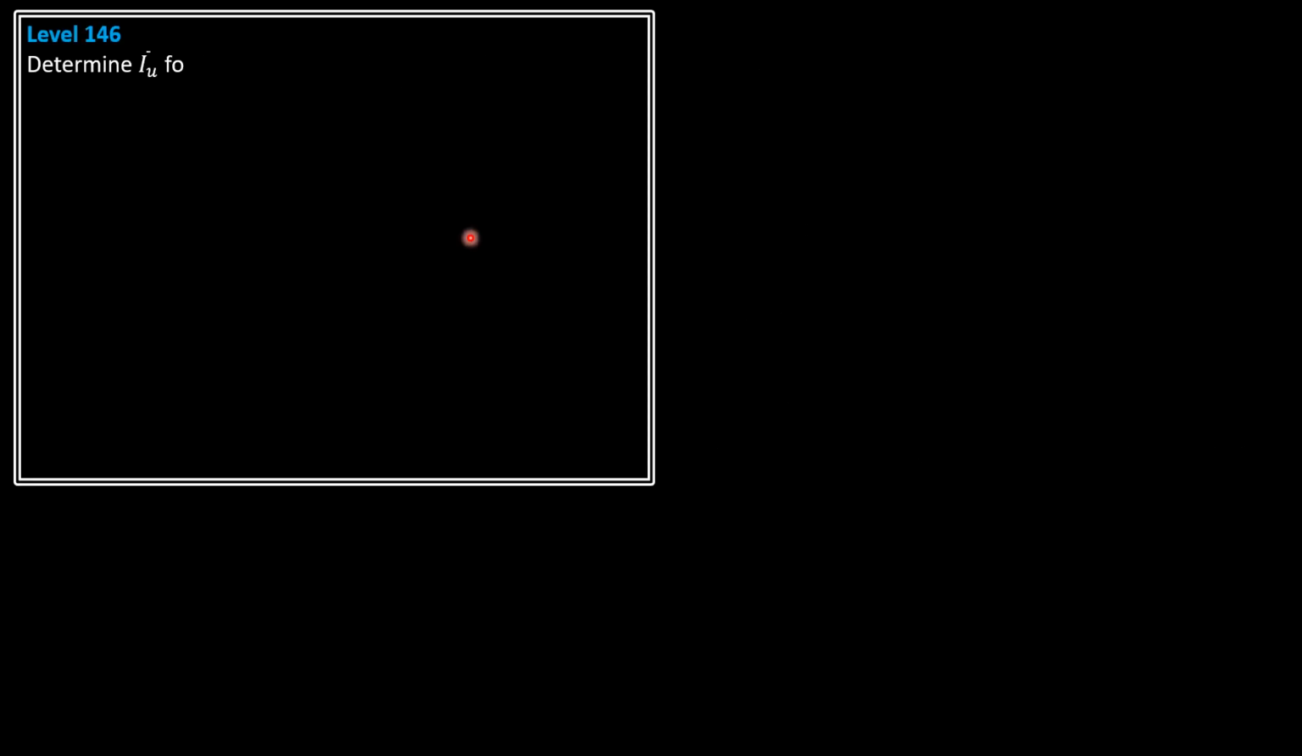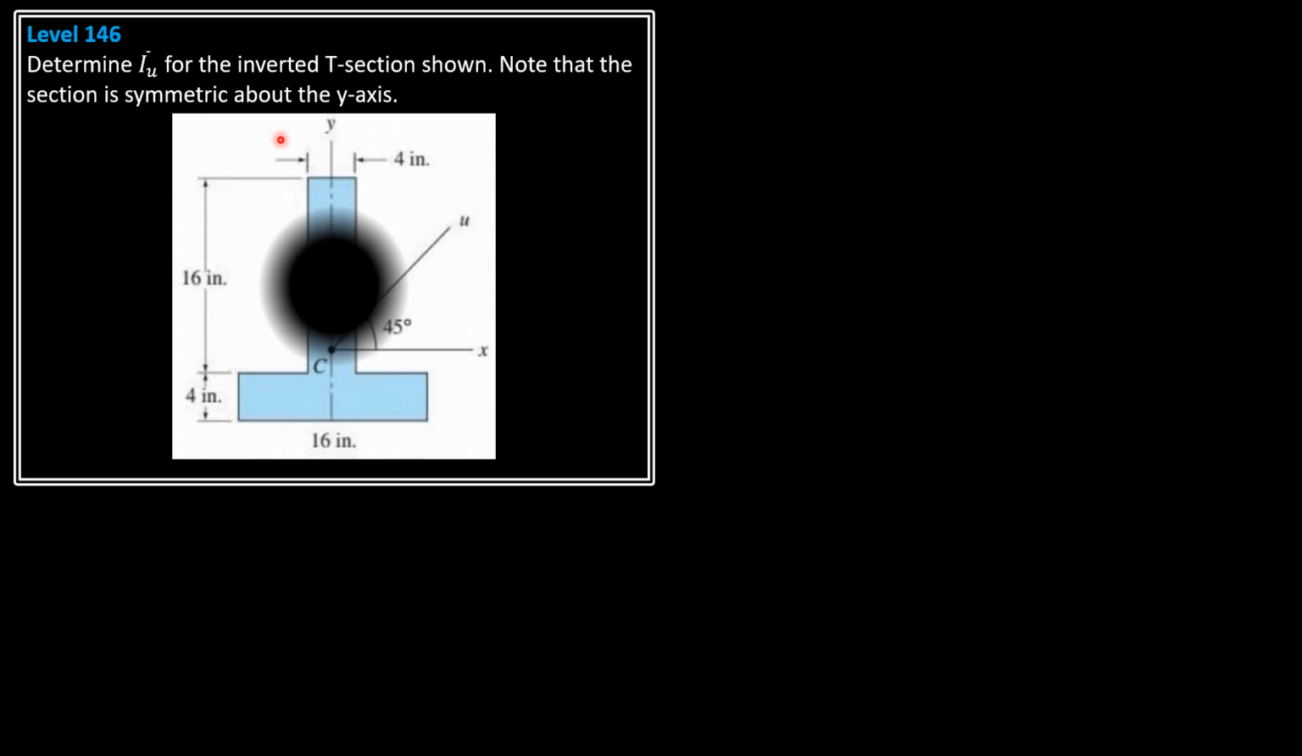Level 146. Determine Īu for the inverted T section shown. Note that the section is symmetric about the y-axis, so the centroidal product of inertia would be 0. Theta is positive 45 degrees. Let's divide the area horizontally like this. For our solution, area 1 is 16 times 4, so 64. This is also 16 times 4, 64.